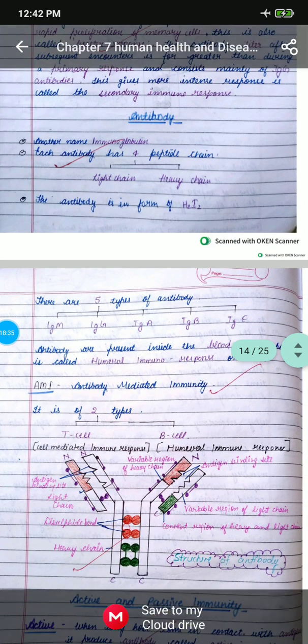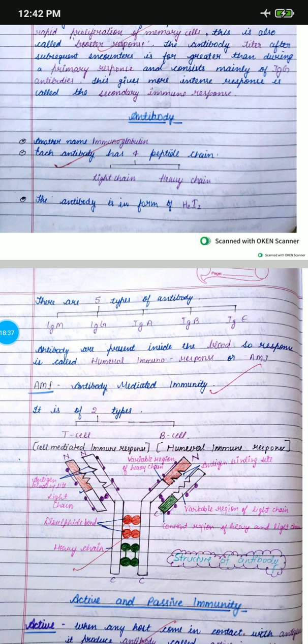After that, go for the antibody, another name for which is immunoglobulin. Very important, the question will arise from here. Antibody is called an immunoglobulin. It has 4 peptide chains, 2 light chains and 2 heavy chains. Antibody is in the form of H2L2. Now it is of 5 types: IgM, IgG, IgA, IgD, IgE. Immunoglobulin M, immunoglobulin G, A, D and E. And it is present inside our blood, so the response is called a humoral immune response, AMI, antibody mediated immunity. It is of two types: T cell and B cell.